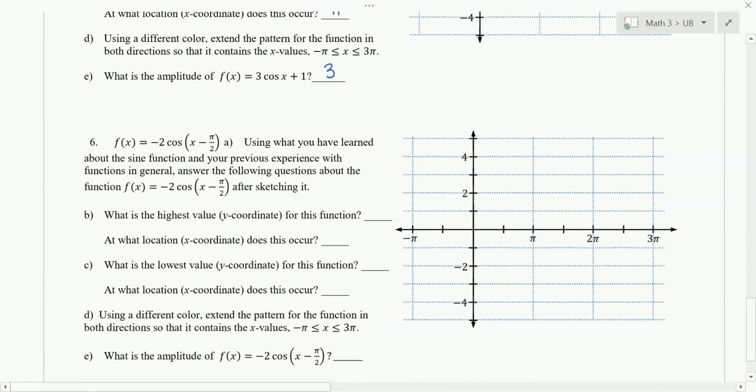Here we have a negative. Negative reflects. So we're going to flip this thing upside down. The 2 is telling us what the amplitude is. And then this minus pi over 2 tells us what? You start, and you're going which way? To the right. Okay. So again, put the 5 key points on here. It's going to be an upside down V, right? When you put those 5 points on, it's going to look like an upside down V.